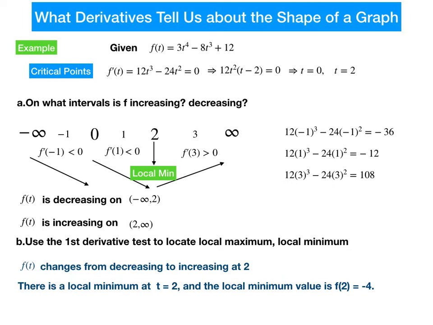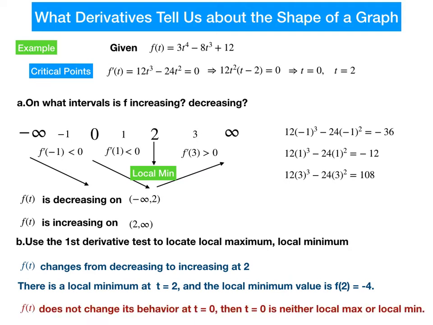How about when t equals 0? When t equals 0, the function doesn't change its behavior at all. It's decreasing before and decreasing after 0, which means t equals 0 is neither a local maximum nor a local minimum.